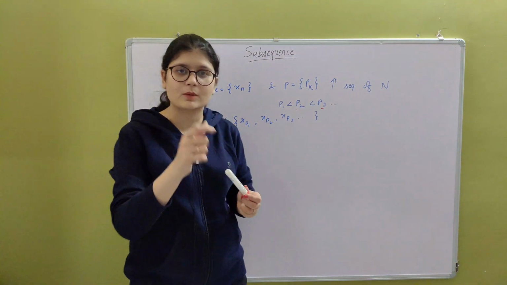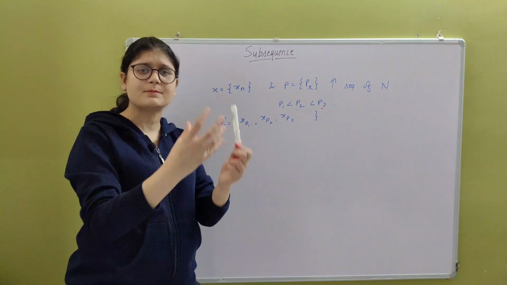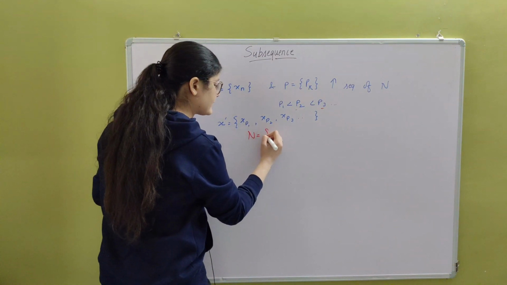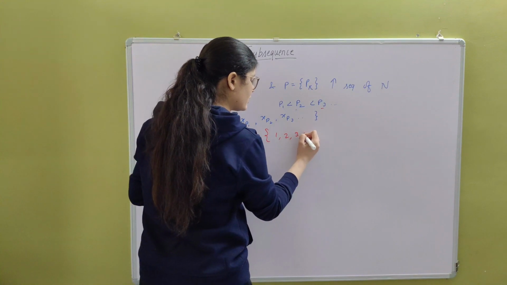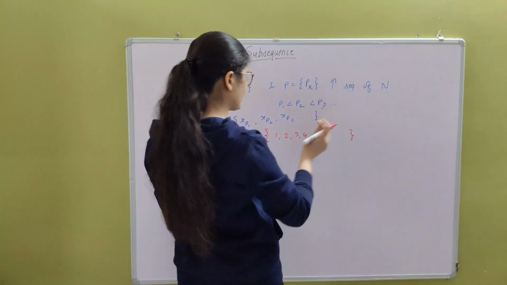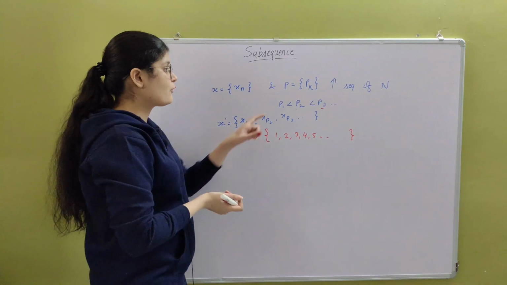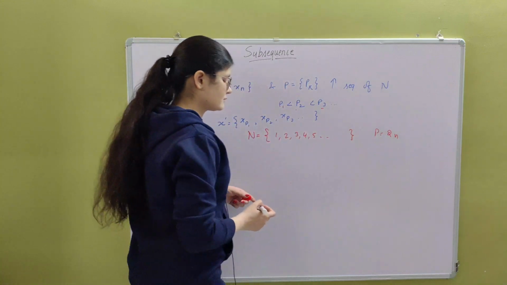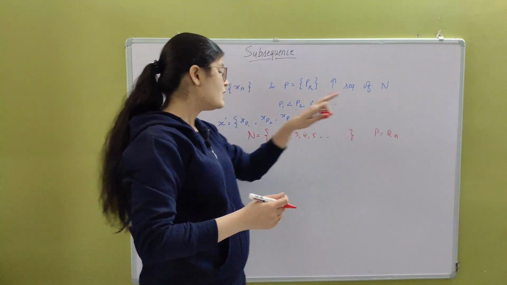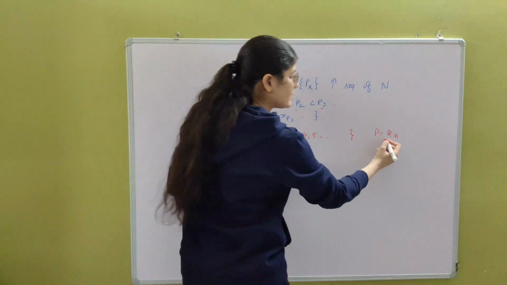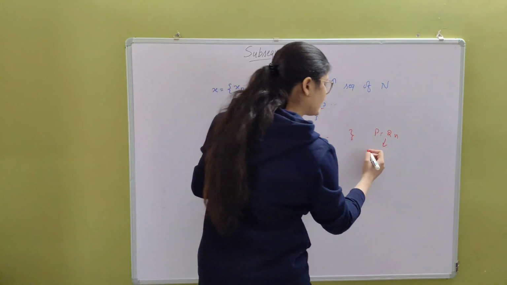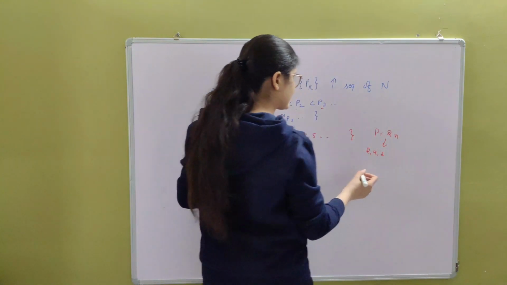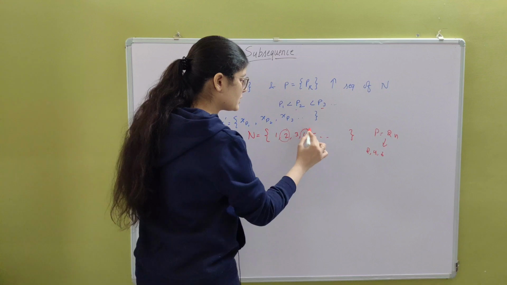Okay, now let me take a particular example. I'll take a very simple example, the natural numbers. We know the natural numbers are 1, 2, 3, 4, 5. This is a sequence of natural numbers, right? Now for this, I'm taking p as twice n. Now twice n means what would be the terms? If you put n equal to 1, you get 2. If you put n equal to 2, you get 4. And if you put n equal to 3, you get 6. That means your second term, your fourth term, your sixth term.